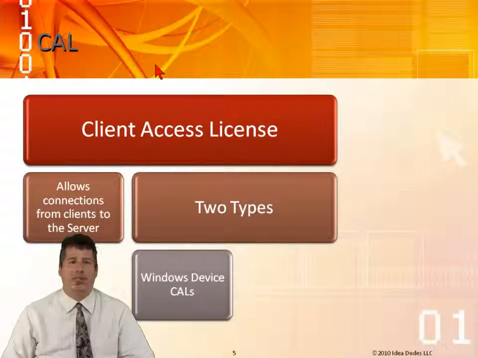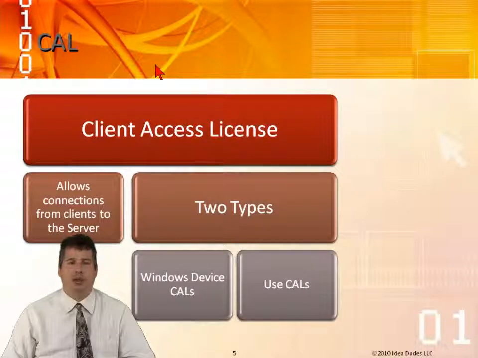But what we have is per server licensing, and per server says, okay, this is the maximum connections that we can have. So for the Windows device CALs, if we have 1,000 CALs, client access licenses, only 1,000 devices can connect. So when 1,001 tries to get the connection, they'll be denied access.